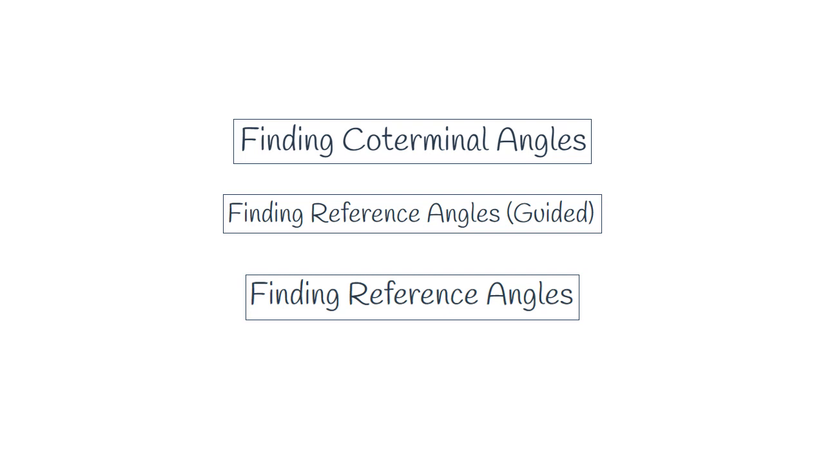Today we're talking about two vocabulary words, coterminal angles and reference angles. After watching this, you should be good for the rest of concept 34 in Delta Math. We're going to go through a couple examples of each one. So let's get started.